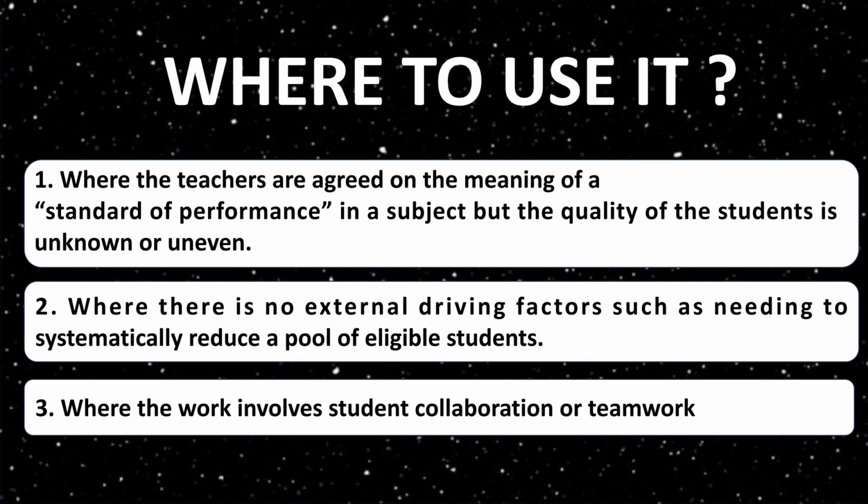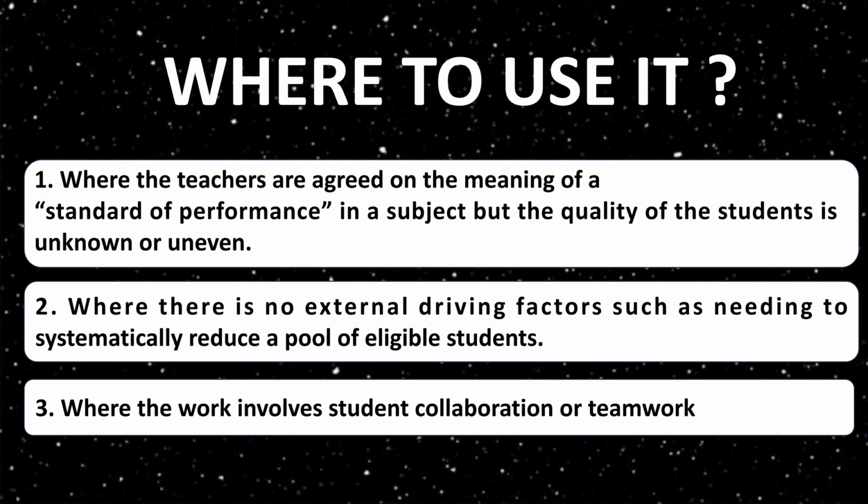Now, where to use criterion reference grading system? So first, where the teachers are agreed on the meaning of a standard of performance in a subject, but the quality of the students is unknown or uneven. Criterion reference grading system is useful in situations where teachers have a shared understanding of what constitutes a specific standard of performance in a subject, but they are uncertain about the quality or abilities of the student.